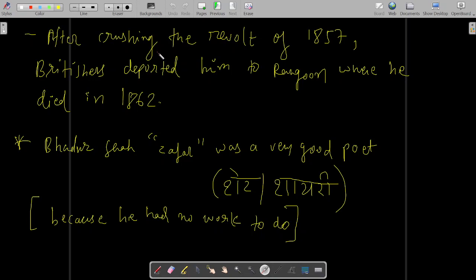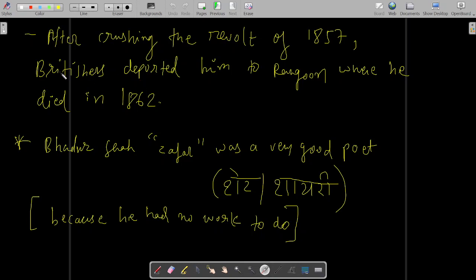He died in a very sad manner. He was very sad in Rangoon, and he used to write poems there. He died in Rangoon in 1862 and was buried there itself, in Myanmar itself. He didn't even get the good luck of dying in his own country. It was a very sad ending for him.